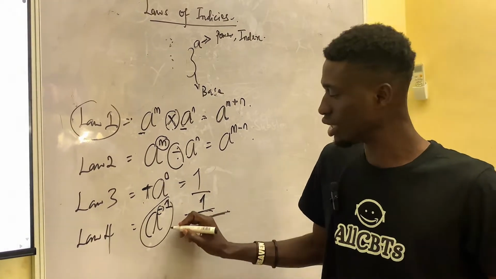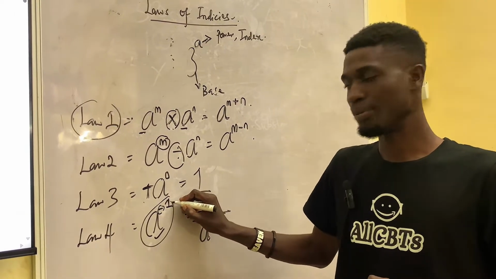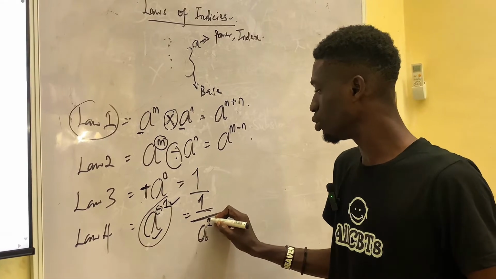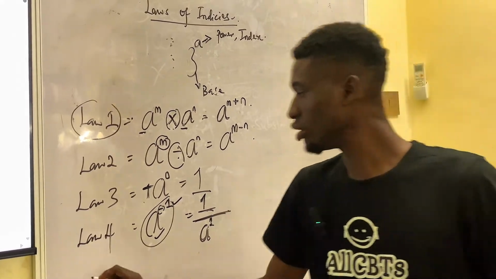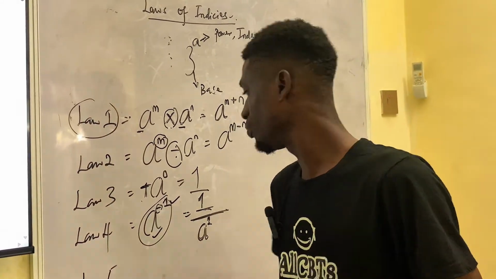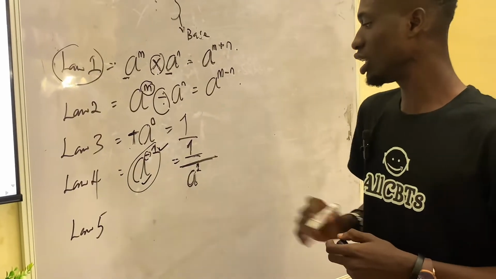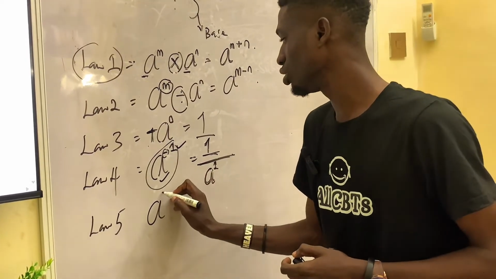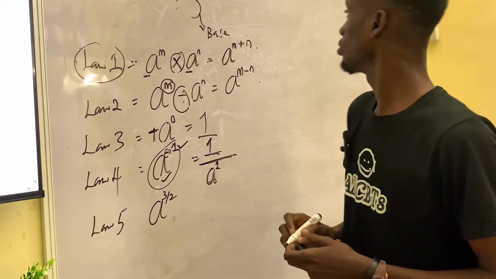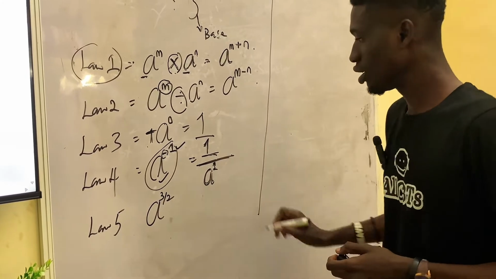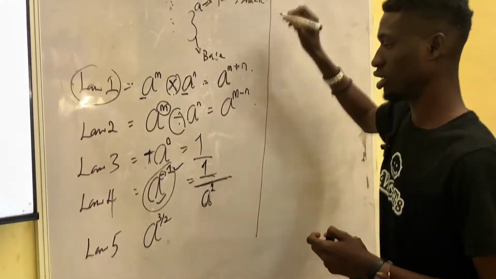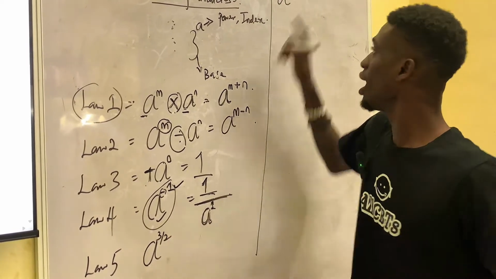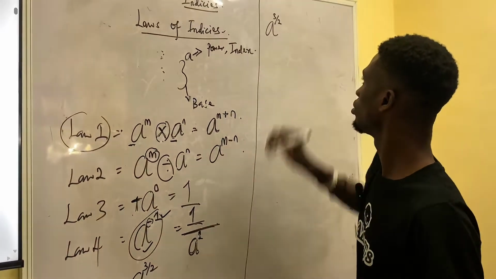I'm just left with my base and my power. So I have 1 ln a raised to power 1. Now law 5 tells us that if you have a base that is raised to power a fraction, now if you have this, a base a raised to power 3 ln 2.